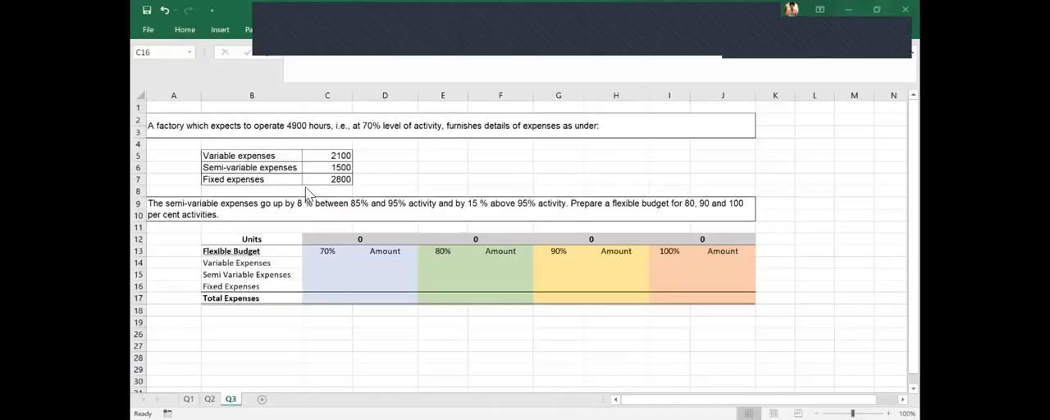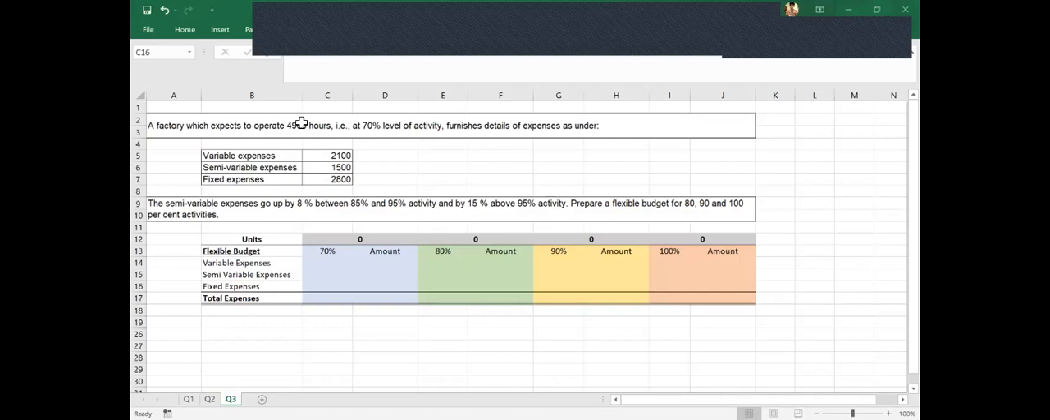Hi guys, so recording the second question of the secret questions that we have received. So let's get started. This is again a question that relates to your flexible budgeting. Okay, so this is the question.